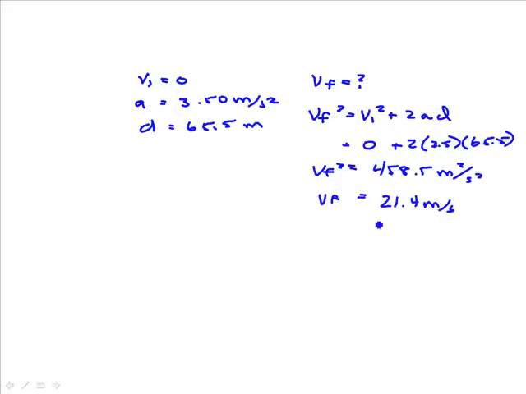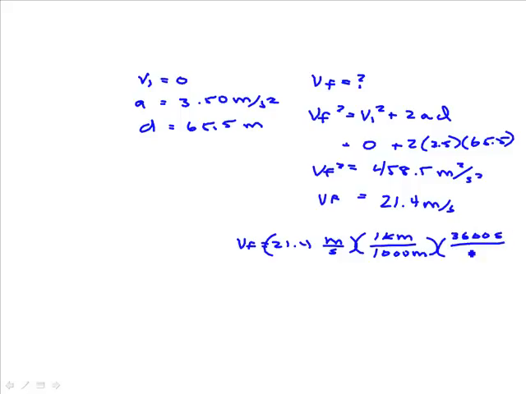per second. Now the last step is, of course, when you want to take meters per second and convert to kilometers per hour, the long way, I'll show you once, Vf is equal to 21.4 meters per second. If we want to convert to kilometers per hour, we would multiply by 1 kilometer for every 1,000 meters. And of course, there are 3,600 seconds in an hour, 60 seconds and 60 minutes. So 3,600 seconds per hour.